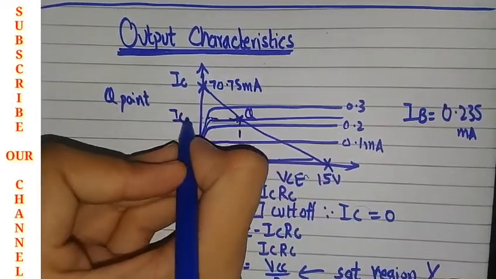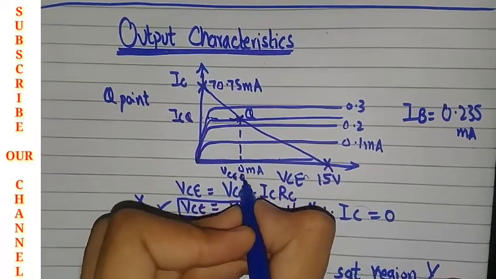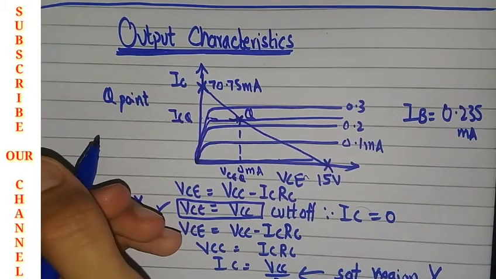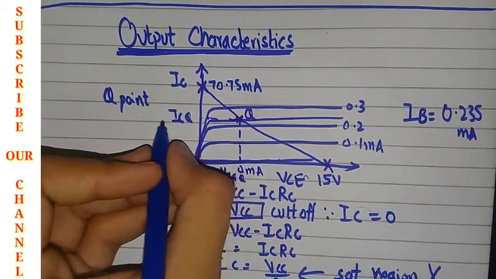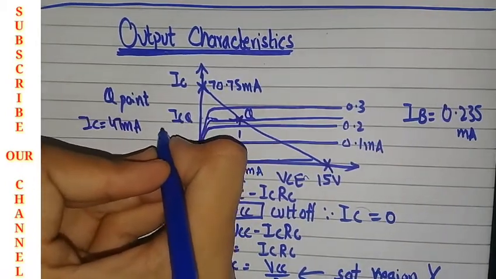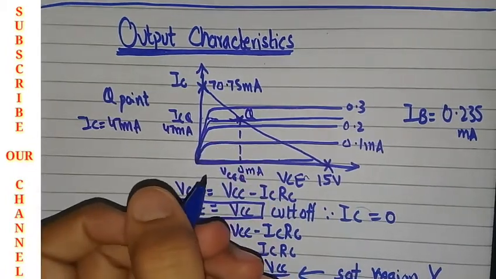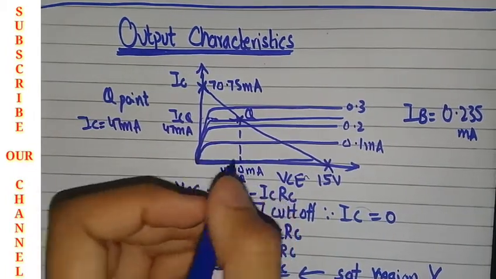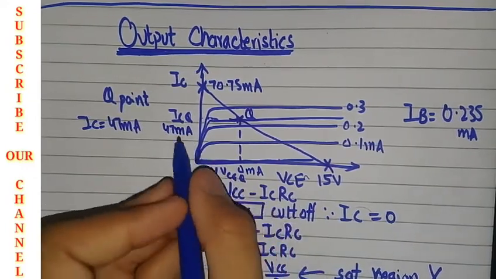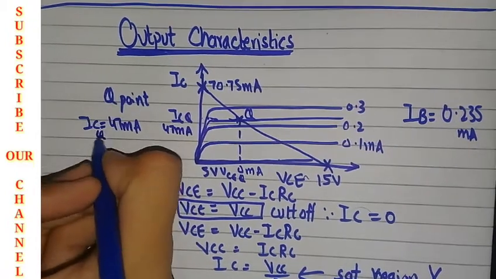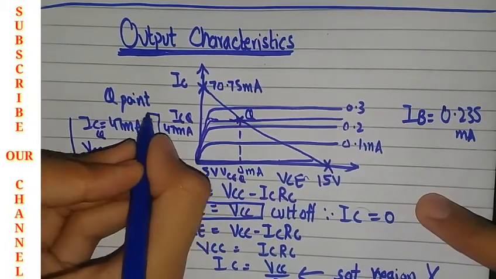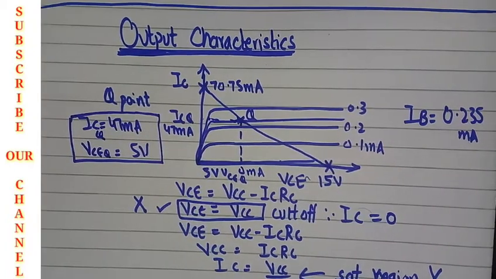The two pieces of information are ICQ and VCEQ. ICQ is simply IC. You will find the value of IC in the problem, and IC will be 47 milliamps. So ICQ is 47 milliamps, and VCE will be given in that problem, and in that problem the VCE will be 5 volts. So 5 volts and 47 milliamps: this will be ICQ, and this will be VCEQ, which is 5 volts. This will be the information of the Q point.